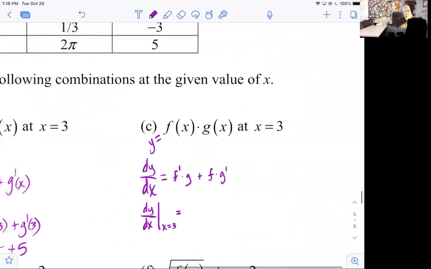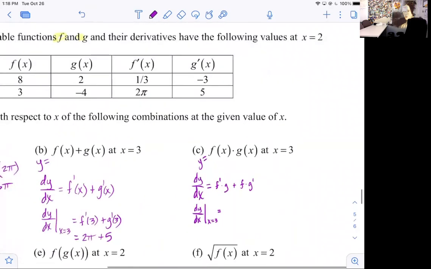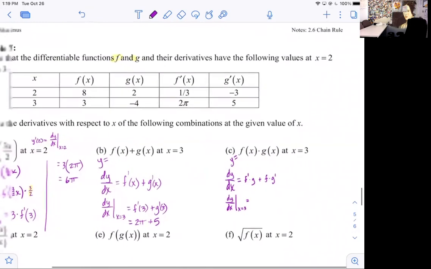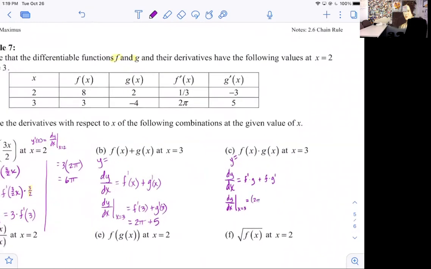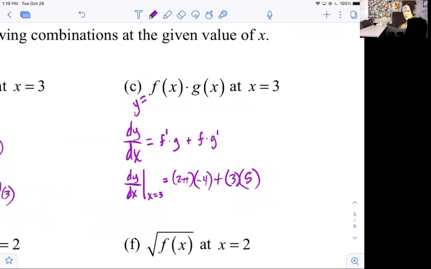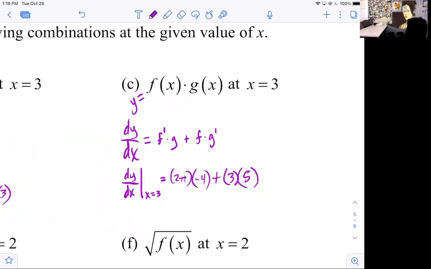Let's try that. f prime of 3. Instead of writing f prime of 3, I'm going to pull f prime of 3 out of the table, and it's 2 pi, times g of 3. Instead of writing down g of 3 and evaluating it on the next line, I'm just going to put g of 3 from the table, -4. Plus f of 3. f of 3 is 3. And then g prime of 3 is 5. There you go. And that would be about as little as you would have to write to get full credit on the free response.